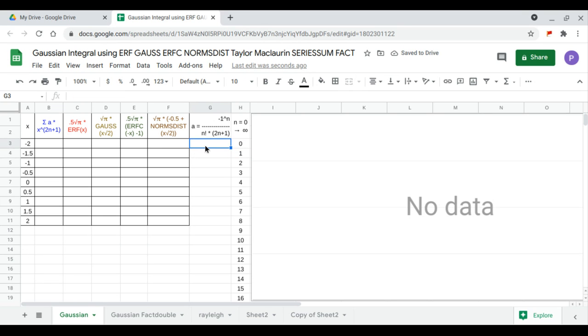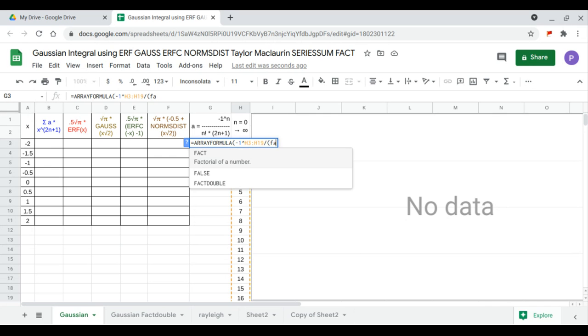And we continue with the coefficient, which is equal to ARRAY formula minus 1 raised to the power n, all over. There are two parts: factorial n, that's factorial n, and the second part, times the quantity 2n plus 1, 2 times n plus 1. Enter.